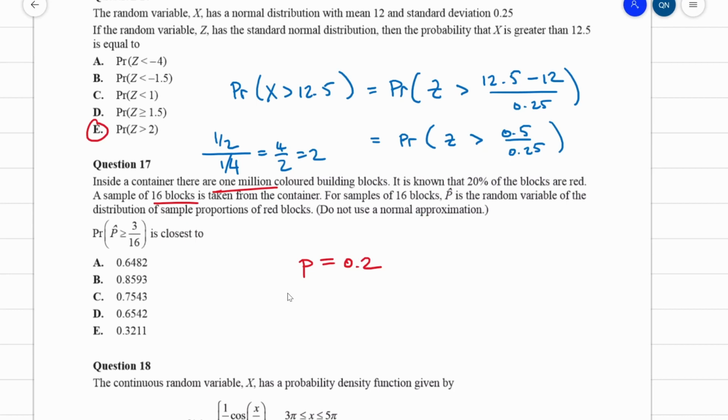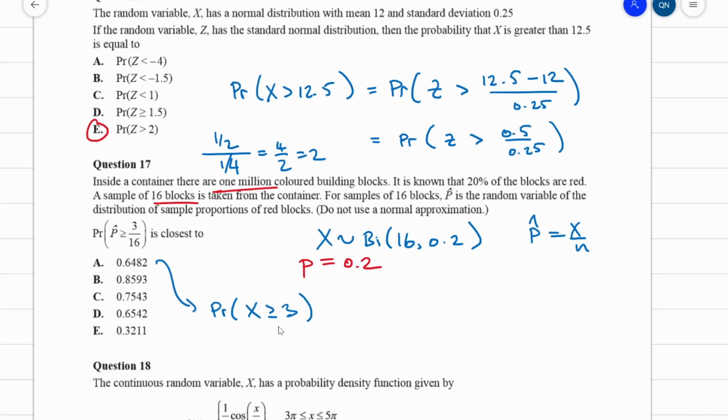And what we'll do for samples of 16 blocks, p hat is the random variable of the distribution. We want to find p hat greater than or equal to 3/16. To do that, we just need to set up the corresponding binomial random variable. We have binomial, with number of trials 16 and probability of success 0.2. We convert p hat using the rule p hat equals x on n. If you have something in terms of p hat, you just multiply everything through by n. So that's equal to the probability that x is greater than or equal to 3/16 times 16, which is 3. So we just need to calculate this binomial probability now.